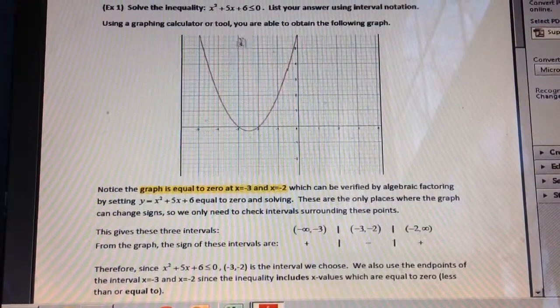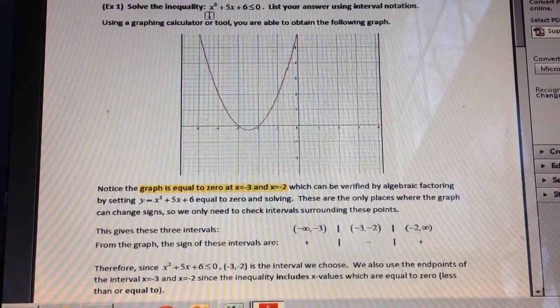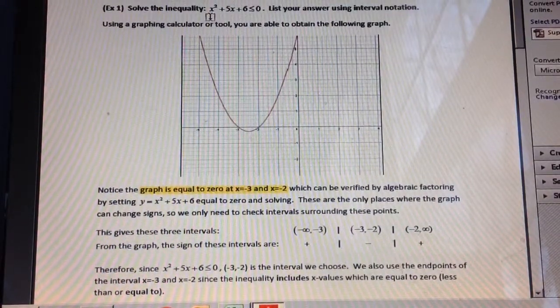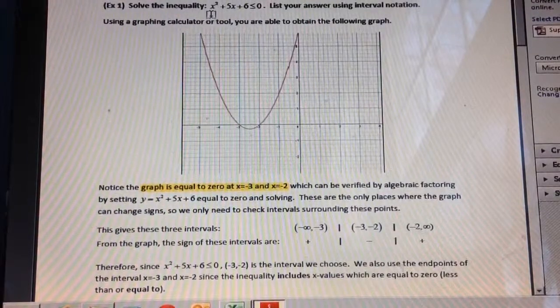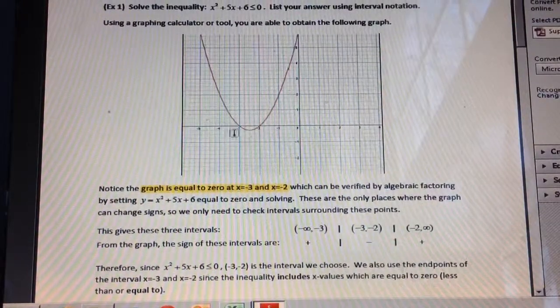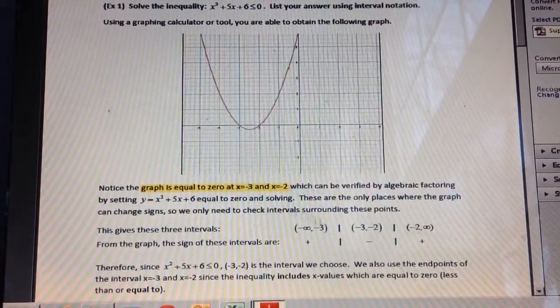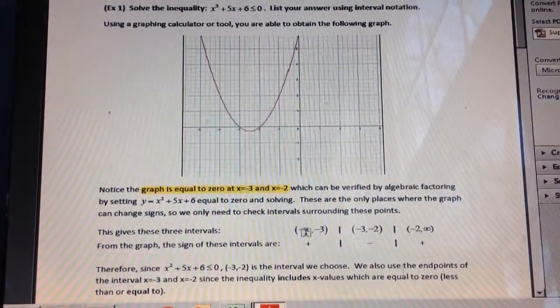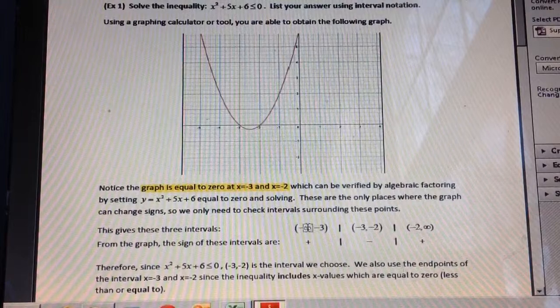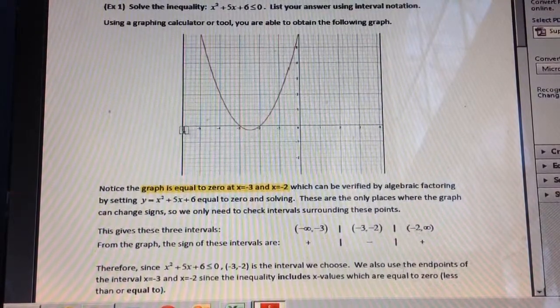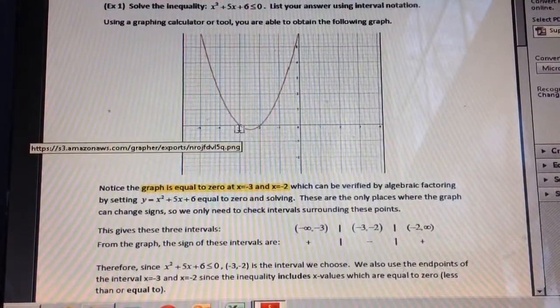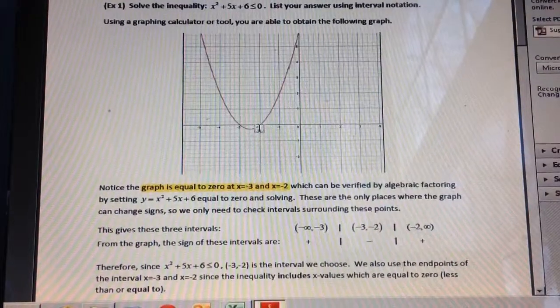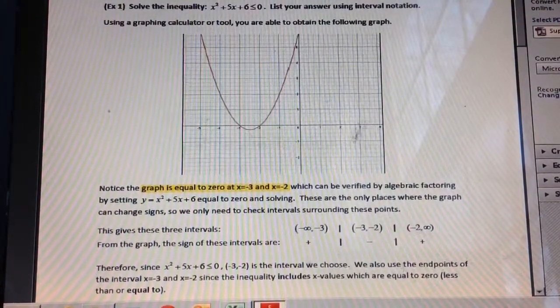But you could also factor this out. So if you're doing this algebraically, you would factor this into x plus 3 and x plus 2 and get -2 and -3. That would be where they are equal to 0. So those are the intervals we want to check around. So I'm dividing this graph into 3 intervals. One which is -∞ to -3, those are my x values to here. One which is -3 to -2, and one which is -2 to infinity.